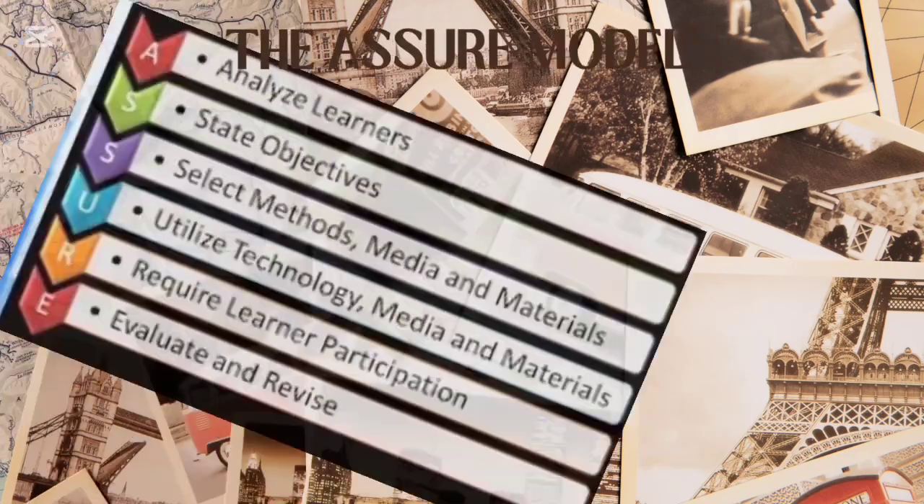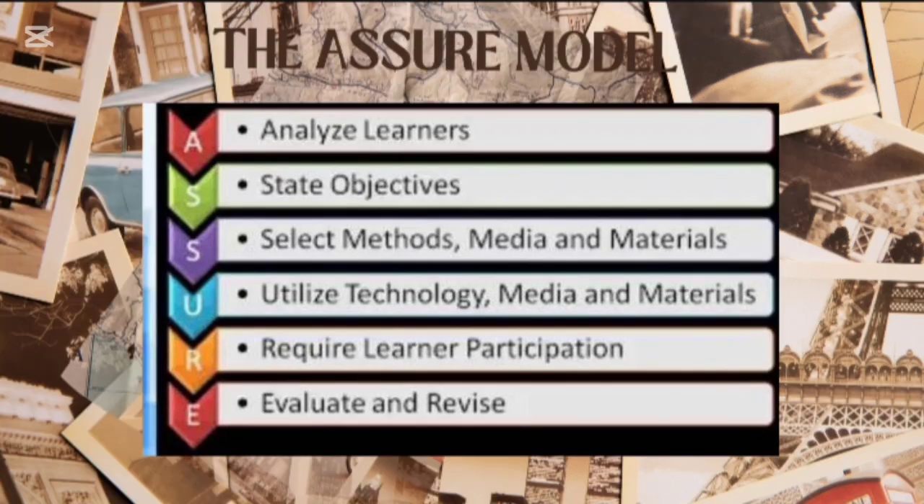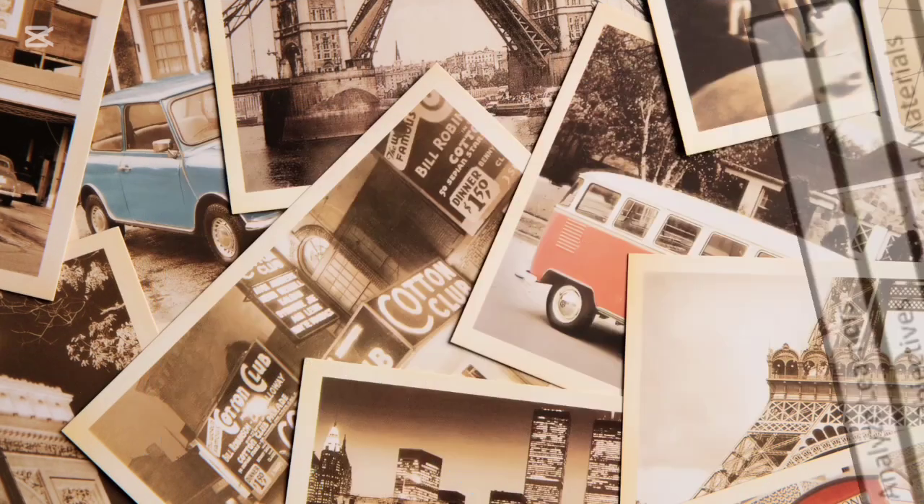The ASSURE acronym stands for these essential components. A for Analyze learners, S for State objectives, S for Select methods, media, and materials, U for Utilize media and materials, R for Require learner performance, and E for Evaluate and revise.